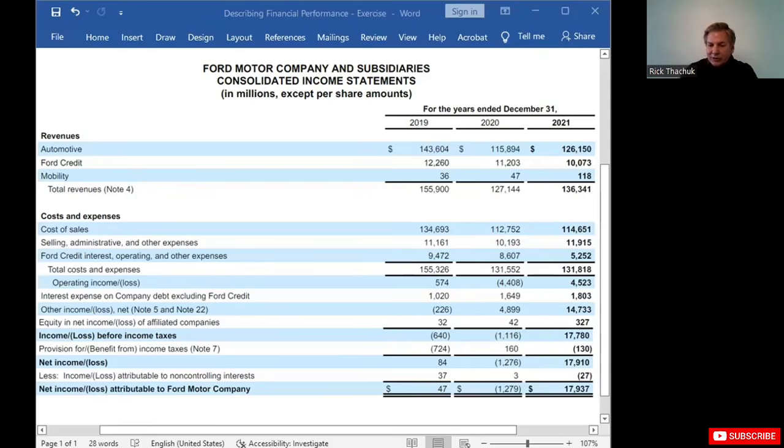Well, the first thing is you would not expect this to be negative. If Ford Motor Company made $17.8 billion in 2021, you would expect that they would pay some taxes related to that income. But in fact, they paid no taxes. In fact, they got some money back, if you wish to think of it that way. So that's a bit unusual, and you might think it's worth mentioning.